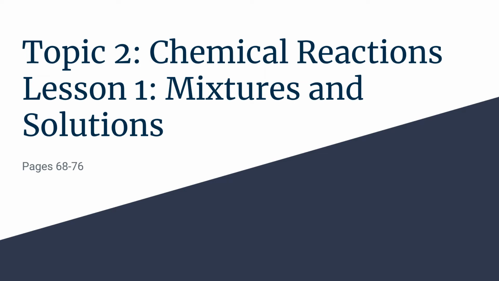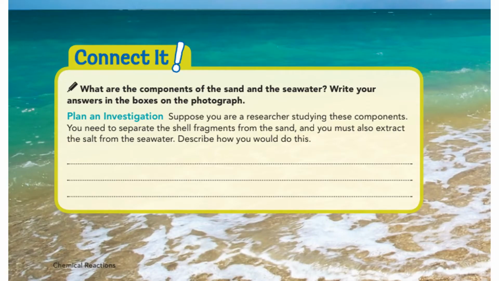Topic 2, Chemical Reactions, Lesson 1, Mixtures and Solutions, which can be found on pages 68 through 76 of your textbook. All right, we're going to start off with the Connected. The first thing it tells us to do is, what are the components of the sand and the seawater? And then write the answers in the boxes on the photograph. That's to the right of your workbook, and we will go over that on the next slide.